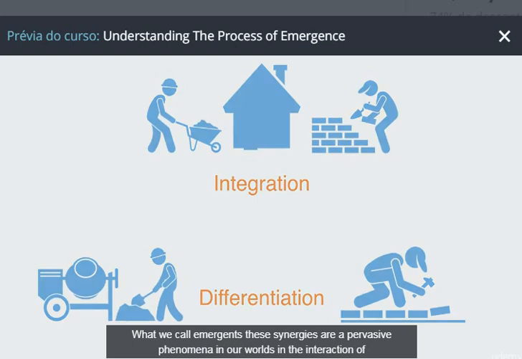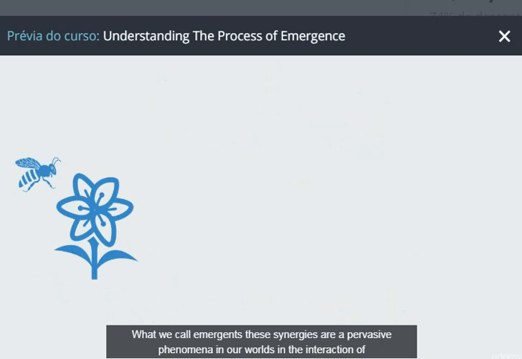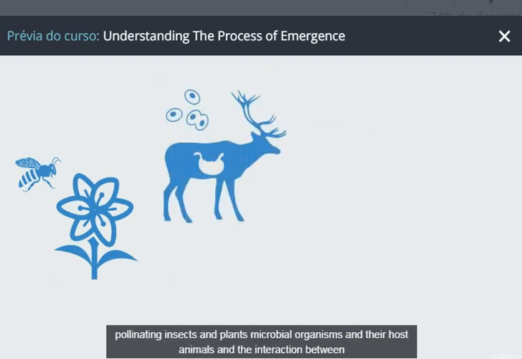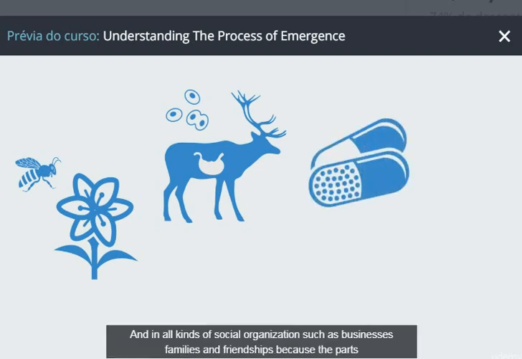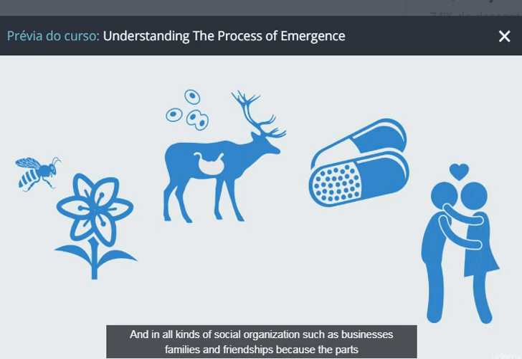These synergies are a pervasive phenomenon in our worlds, in the interaction of pollinating insects and plants, microbial organisms and their host animals, in the interaction between different drugs, and in all kinds of social organization, such as businesses, families, and friendships.